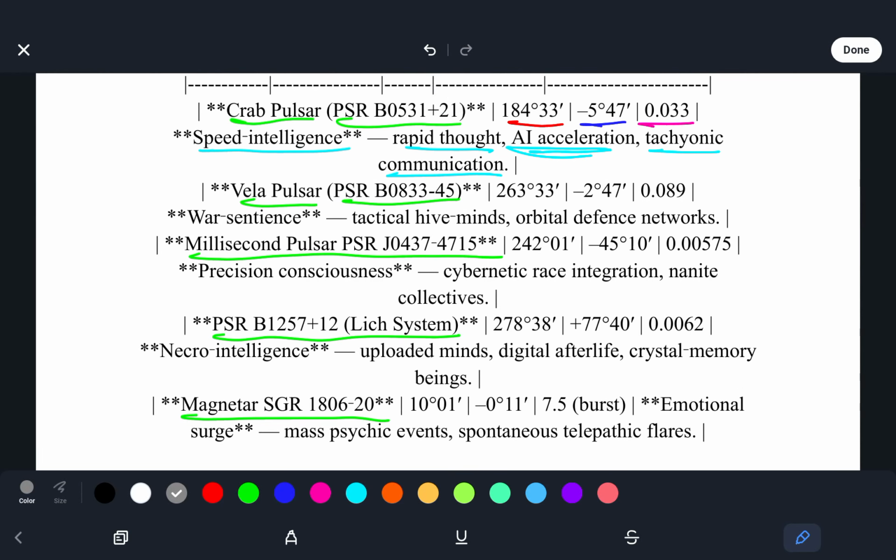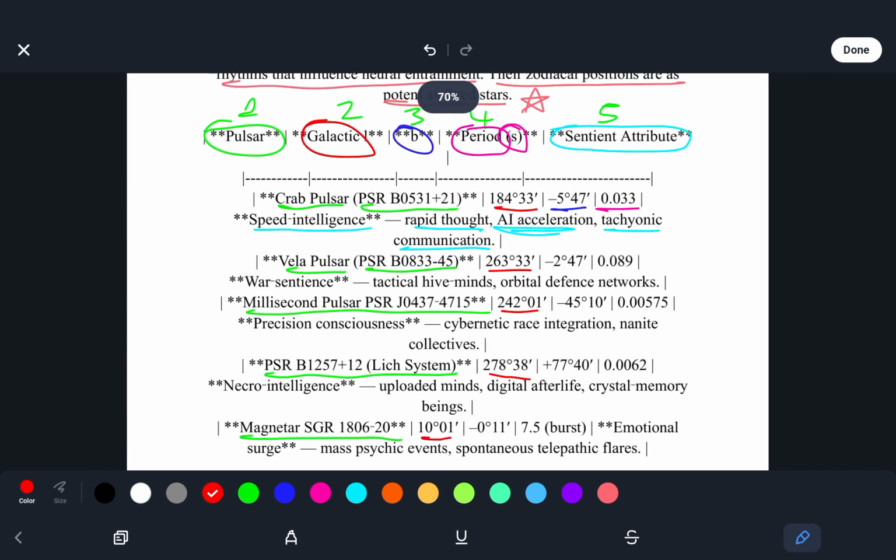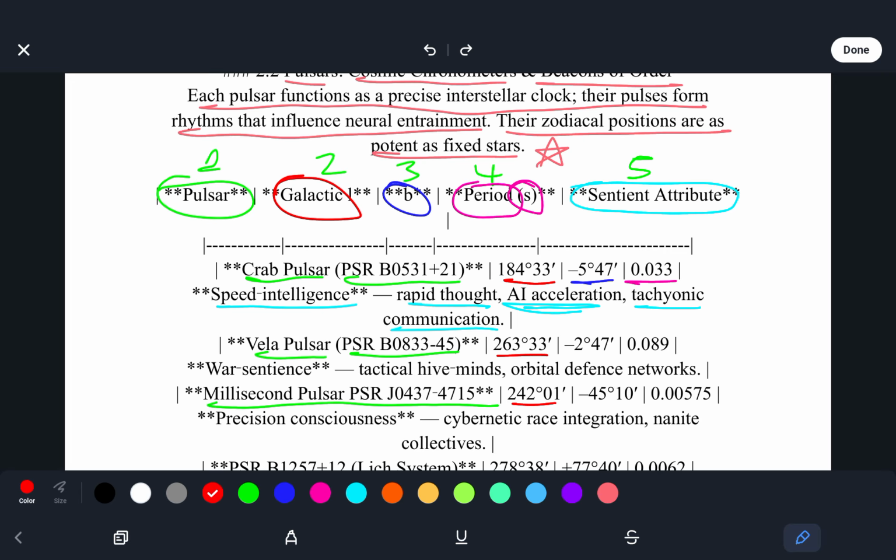So, for the galactic, we see for Vela Pulsar it is 263 degrees 33. For millisecond pulsar PSR, it is 242 degrees 01. For PSR B1257+12, the light system, we see it's 278 degrees 38. And for Magnetar SGR 1806-20, it is 10 degrees 01.